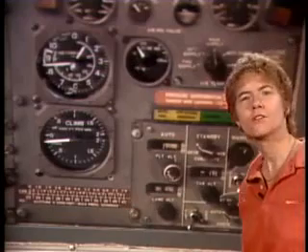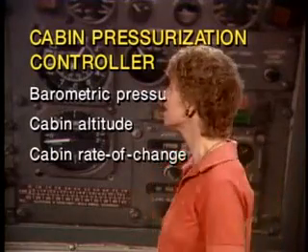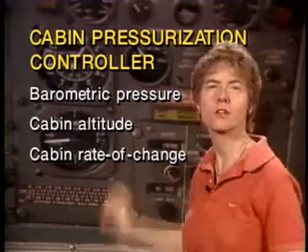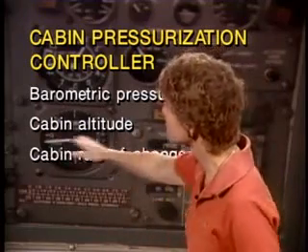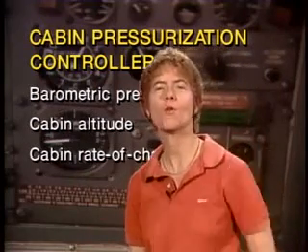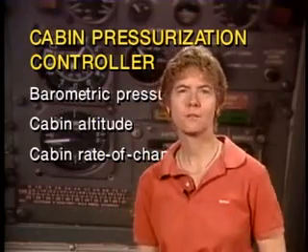Now, you want to be able to control the cabin pressurization, so here's the pressurization control panel in a 727. A pressurization controller has three things that it really has to have in order to be able to control the cabin pressure the way that the pilot wants it. And that is barometric pressure, cabin altitude, and cabin rate of change. Barometric pressure is the ambient outside pressure. Cabin altitude is the pressure inside the cabin, and cabin rate of change is how fast the cabin is going up or down. Those three inputs allow the pressurization controller to do what the pilot wants.